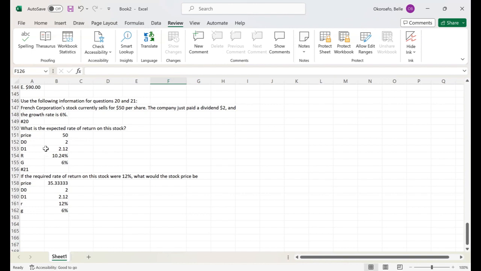So to calculate our dividend for year 1, we have to take our dividend for year 0, equals, multiply that by 1 plus our growth rate, and that is 2.12. Now that we have our dividend for year 1, we can find our rate of return.